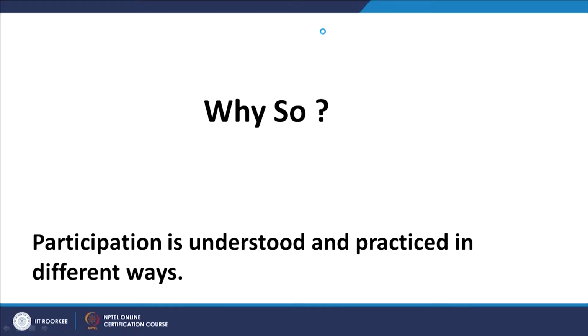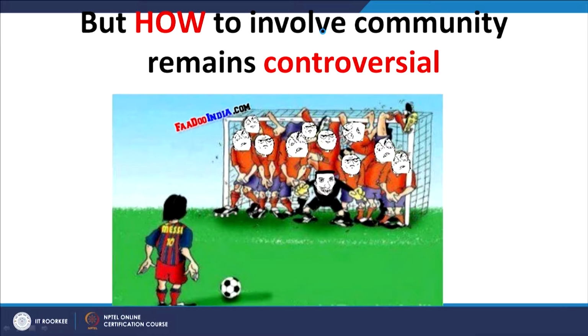One reason is that participation is understood and practiced in different manners. There is no one universal definition of participation, okay? So how to involve the community in the decision-making process, in the planning process, this understanding remains controversial. We have a lot of understandings of that. Various people understand participation from various perspectives.